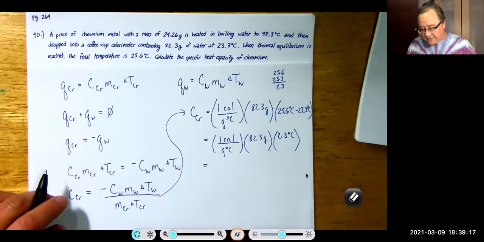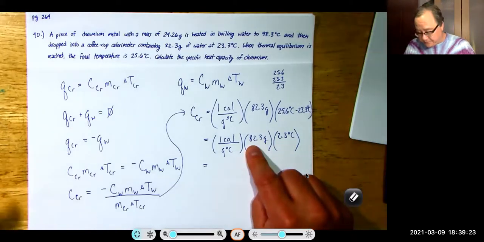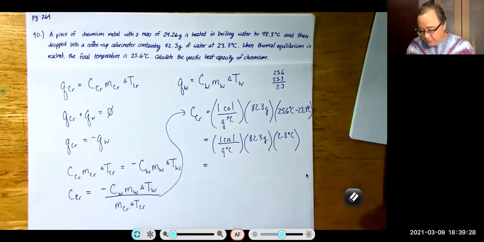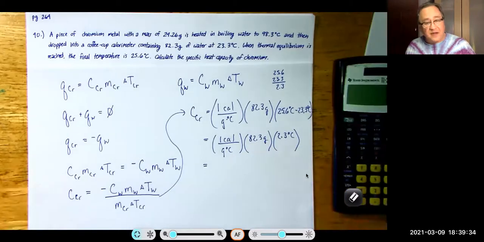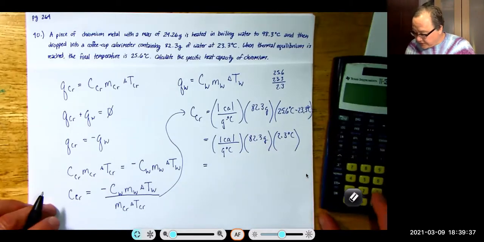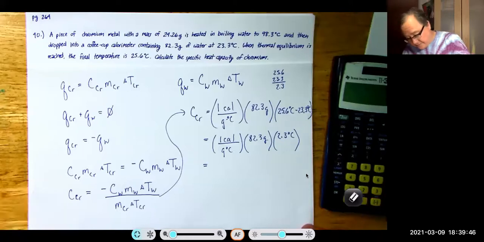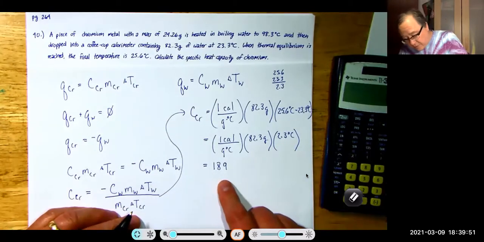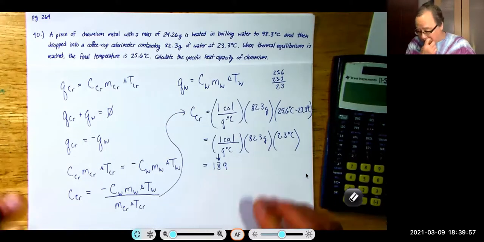So I'm going to estimate this answer. I know that 2 times 82 is about 160. 3 is like 1/3. 1/3 of 82 is probably like 25. So 160 plus 25 puts me at 185-ish. So let's see what we get. 82.3 times 2.3 is 189. Now I'm only allowed 2 sig figs for my answer here. So I'm going to put a little arrow here at the 8 telling me that that's where I should round if I were done with this problem.